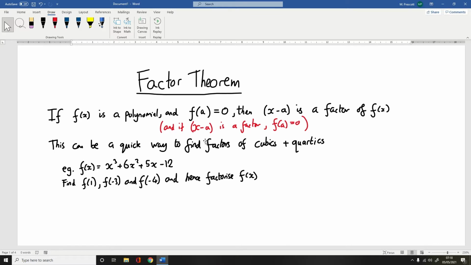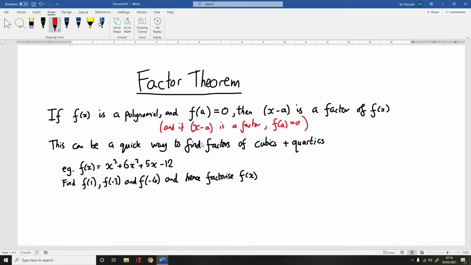So factor theorem is something that you may have already been introduced to. I think certainly it was on GCSE further maths. It may be something you saw this year already as well, but let's state it. Factor theorem is essentially saying if you have a polynomial, f(x), and a number a that you can substitute in there and get an answer of 0, then that means that x minus a is a factor of that polynomial.